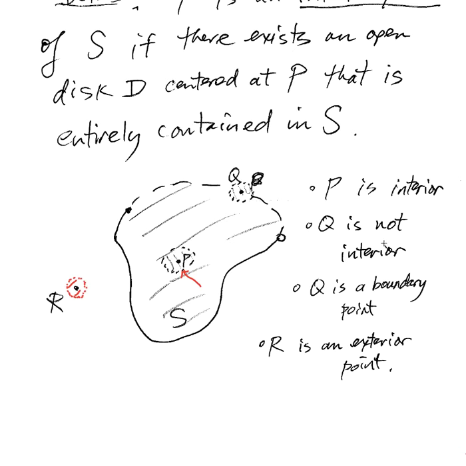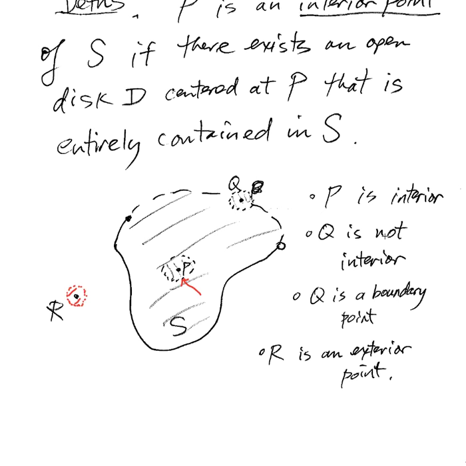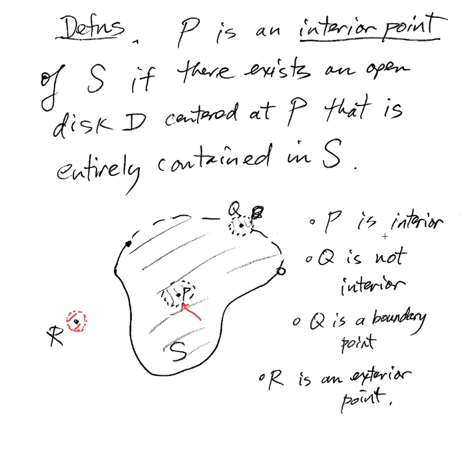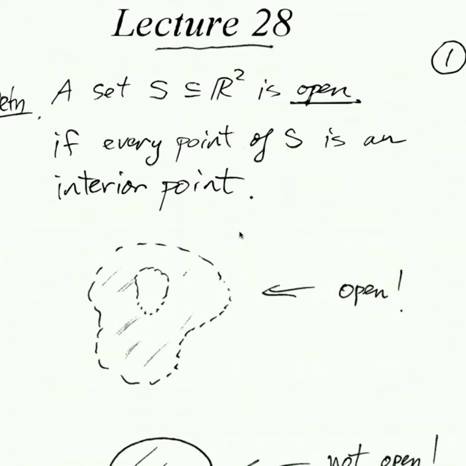So the points come in three different kinds. They could be interior points, exterior points, or boundary points, depending on the set that you're looking at. So that's just a quick definition. We're going to use that in a minute in defining some more facts about sets. I call this lecture 28, though it may not be. Anyway, let's continue with our discussion of the topology of the plane.